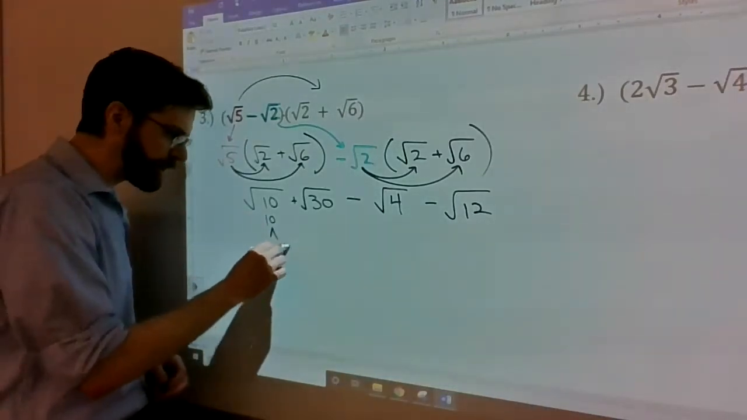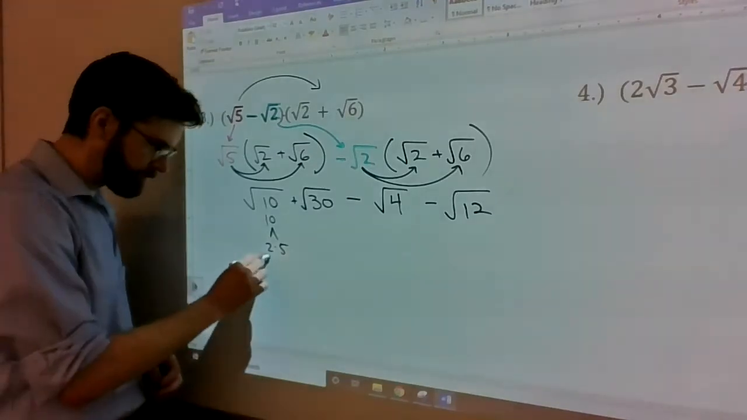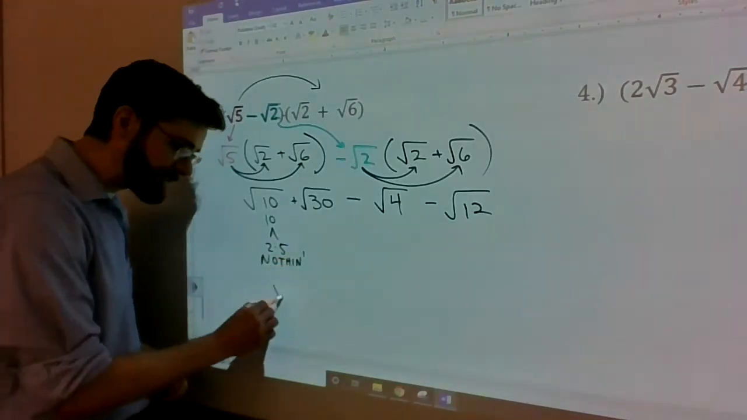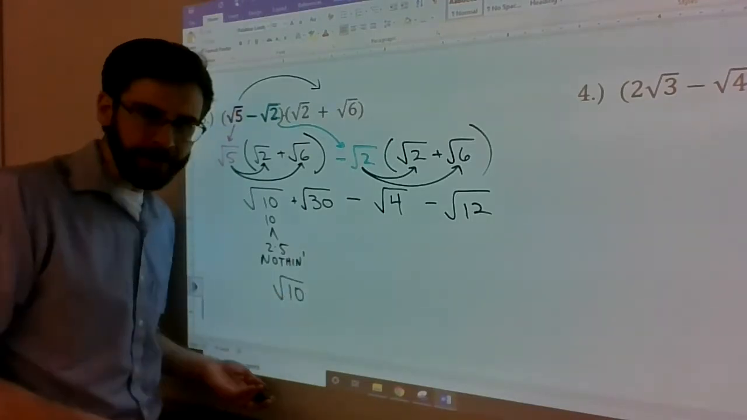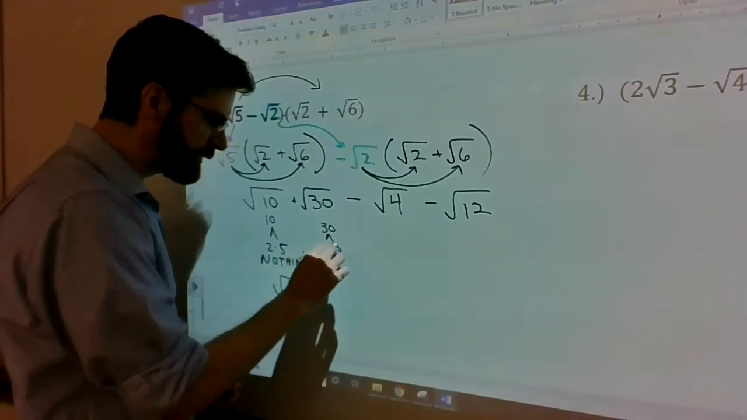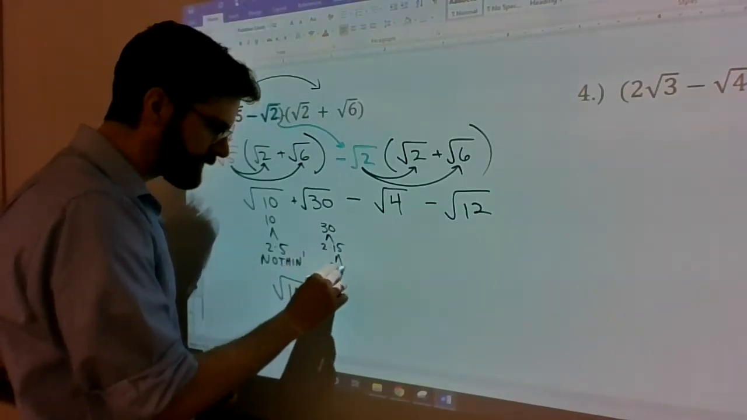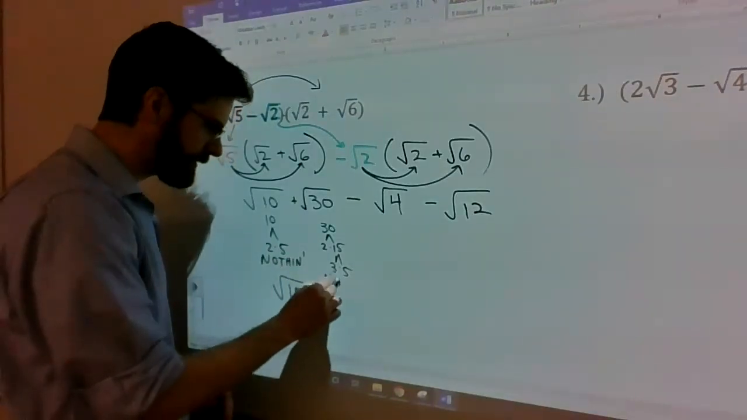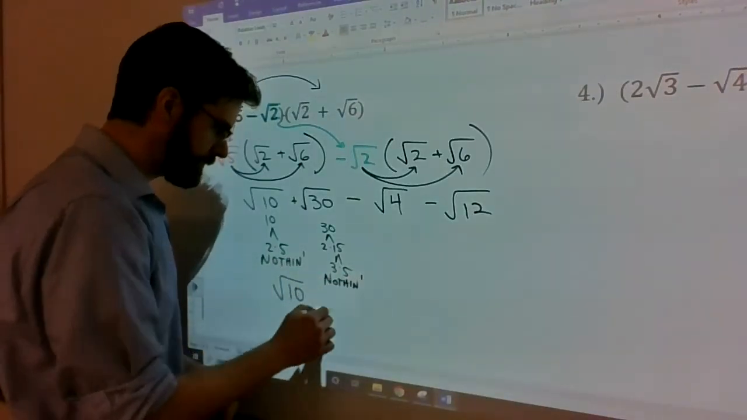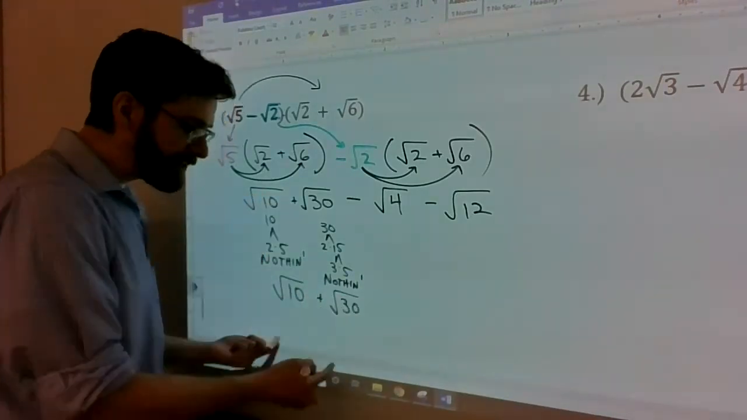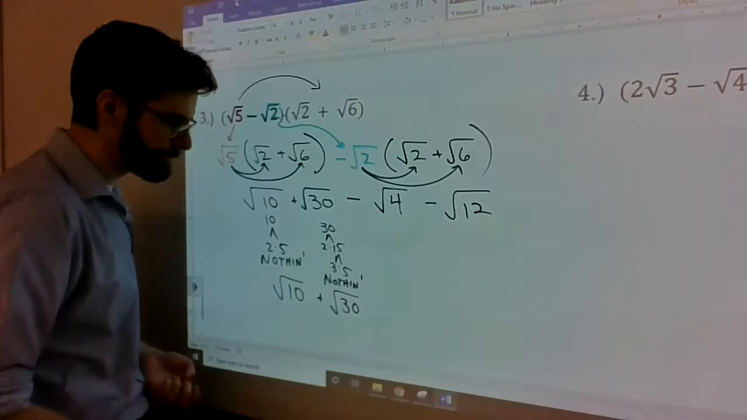So we factor tree here. We got nothing. That means it must stay as root 10. Can't break down. 30, you got 2 times 15. You got 3, 5. No pairs. Nothing. So it stays as plus root 30. These two cannot combine with one another.